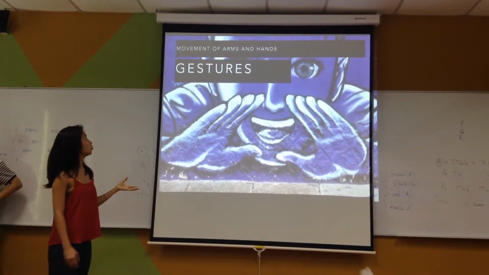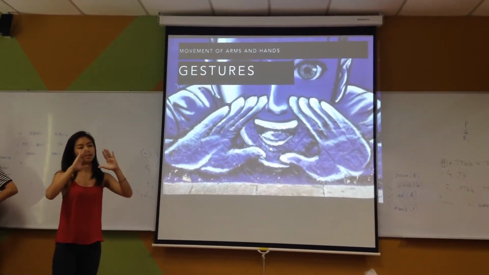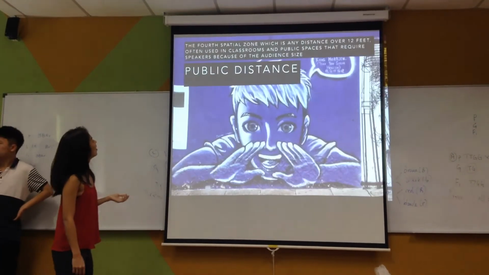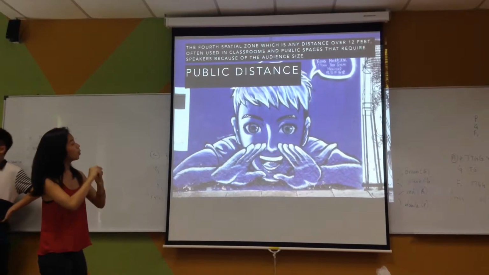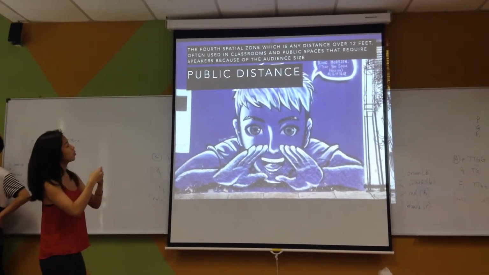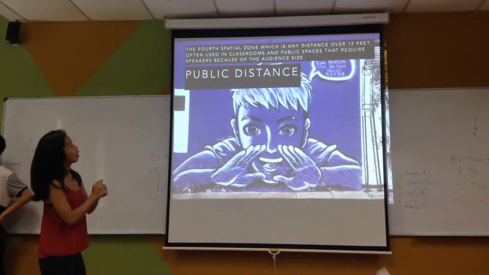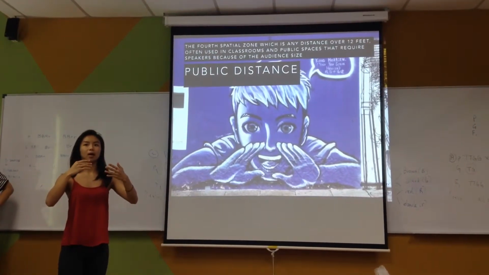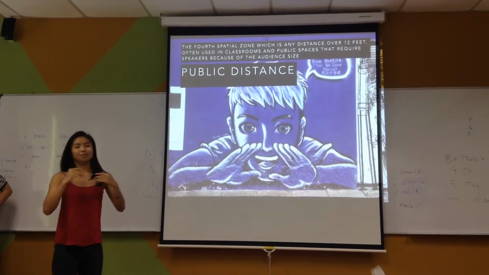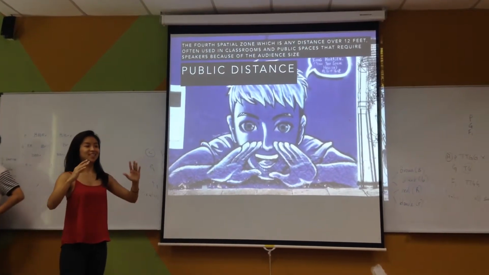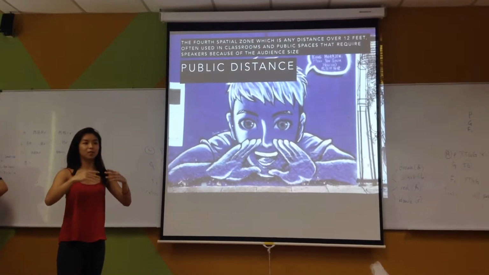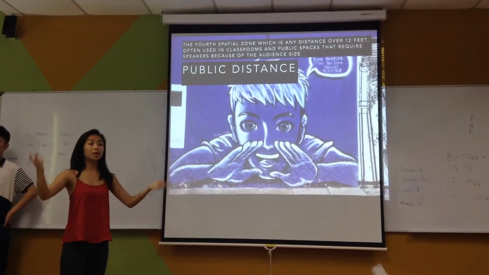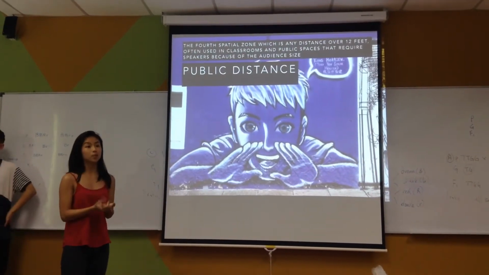Then you have gestures, movement of arms and hands. He's obviously yelling at everyone. Public distance: it comes in the fourth spatial zone, because he's yelling at you. That's usually for classrooms, big spaces, and auditoriums for public speaking.